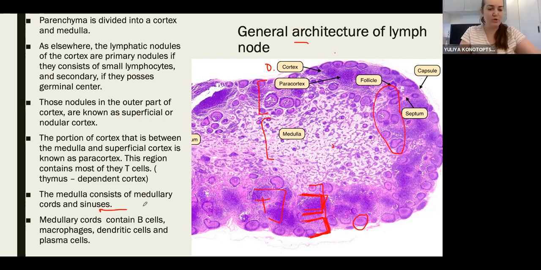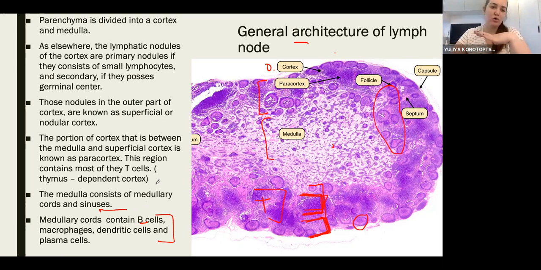So what our medullary cords consist of is very important to know. Medullary cords consist of B lymphocytes, plasma cells, dendritic cells, and macrophages. Okay, so B lymphocytes, plasma cells, dendritic cells, and macrophages. So if I were to ask this weird question, which one is actually a vessel?